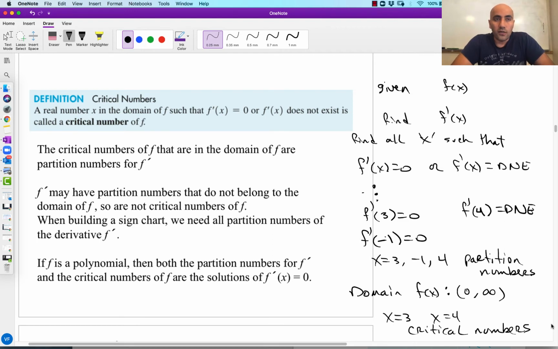And also, when you're working with a polynomial, you're not going to find a case where the derivative doesn't exist somewhere. Remember, polynomials are differentiable on all real numbers as well. So in the case of polynomials, we have a really nice situation where the critical numbers are the partition numbers, and they all result from the first derivative equaling 0.